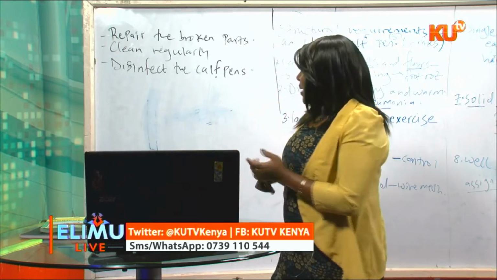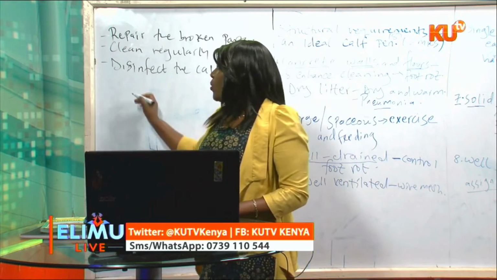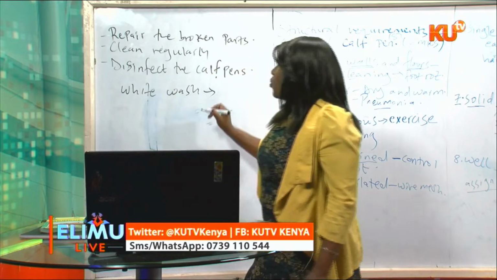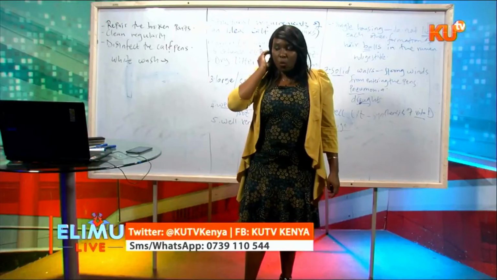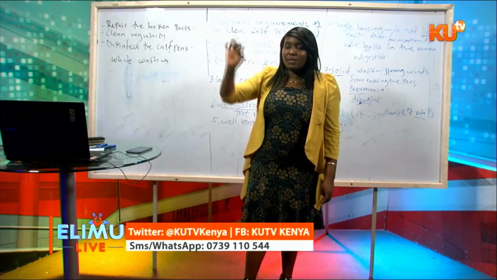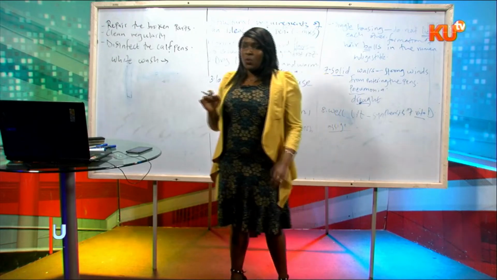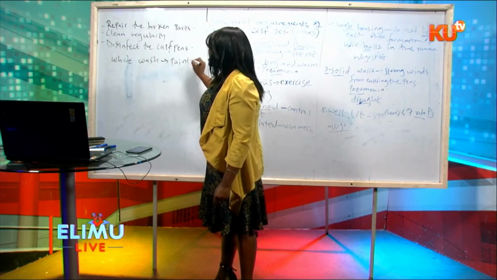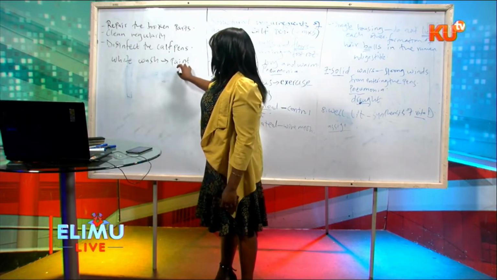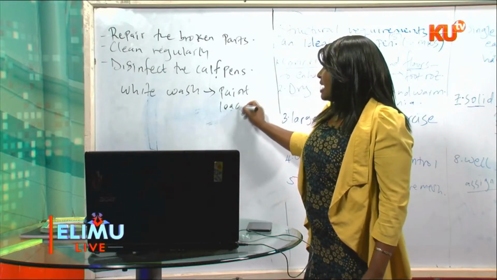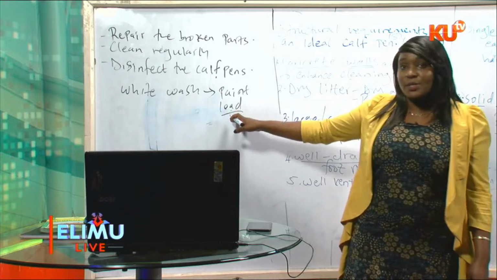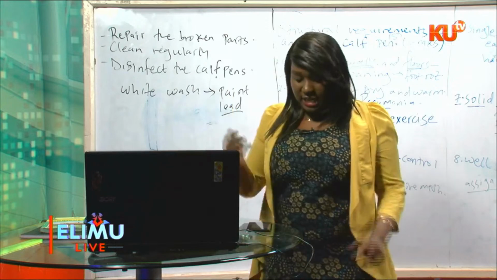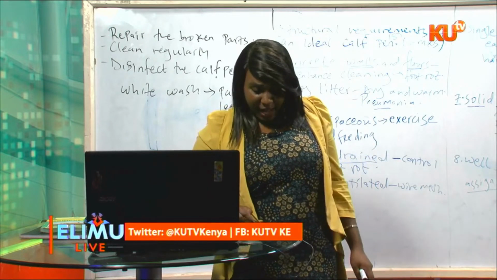Actually, we don't paint the calf pen white. We whitewash them. We just wash the cement that has made the walls and the floors. We don't paint them at all, because the white paint or any paint contains lead, and lead, you know, is a poisonous metal. So we don't paint them because of the issue of the lead that can cause poisoning to the calves.